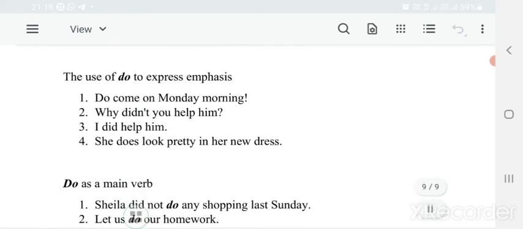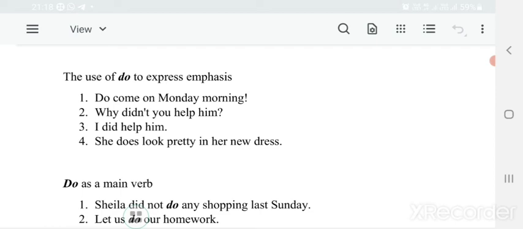Do can also be used to emphasize your point. Do come on Monday morning. Suppose I say come on Monday morning, then it will be a simple sentence. But when I add do to it, then something is stressed. मुझे अपनी बात थोड़ा जोर दे के कहनी है. Do come, please do come. जरूर आइए. Do come on Monday morning. So do here expresses some kind of emphasis.